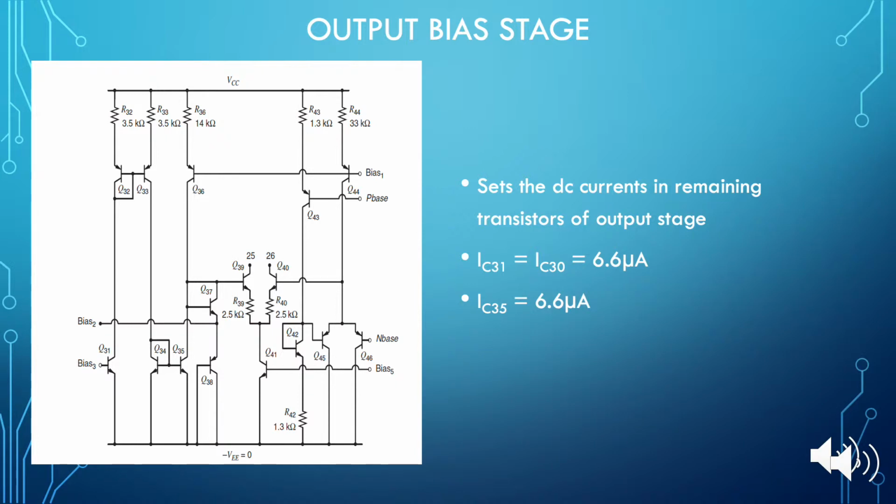Within the output bias stage, there are multiple nodes that are working with the other stages previously talked about. So node P base and N base are the outputs of the output stage and inputs of this circuit. Node bias 2 is an output that becomes an input to the second stage. Node bias 3 comes from the second stage, and node bias 5 comes from the bias circuit of the input stage.